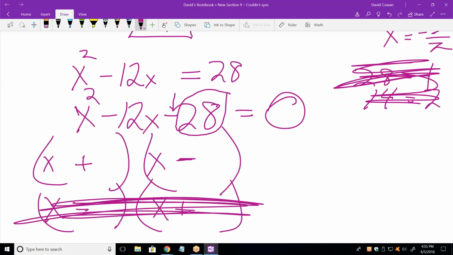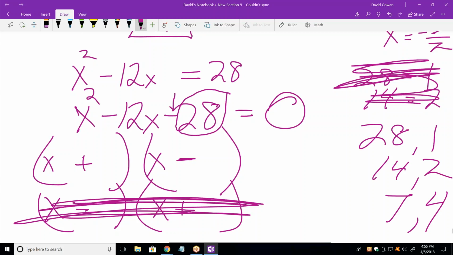Yes, exactly. In other words, not only does that negative mean that the signs have to be opposite, but it also means that the factors of 28 have to subtract to 12. Here I'm going to list factors of 28. I just found the ones that subtract to 12. Which are they? 14 and 2.